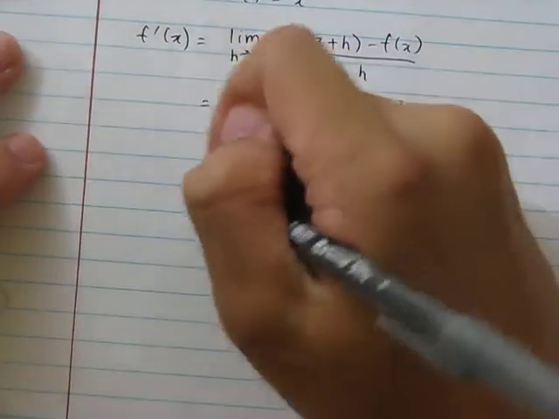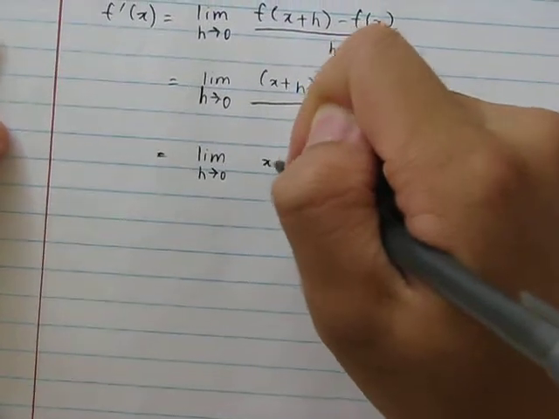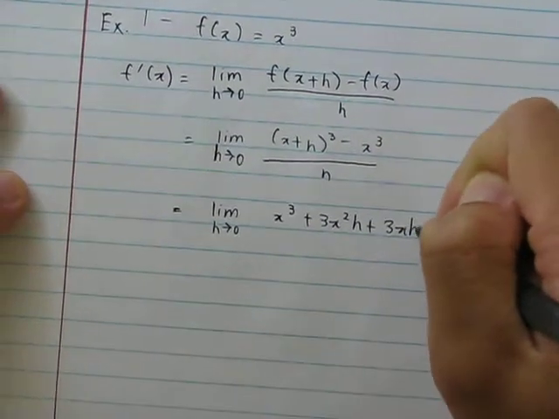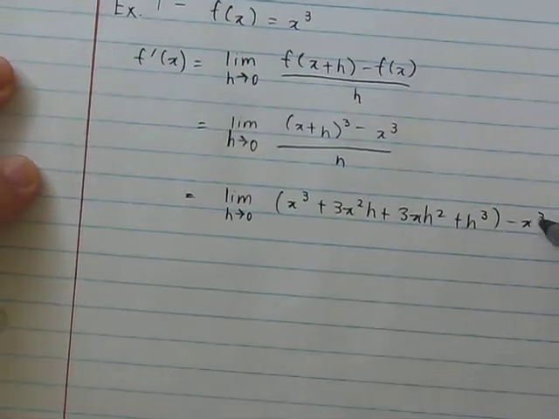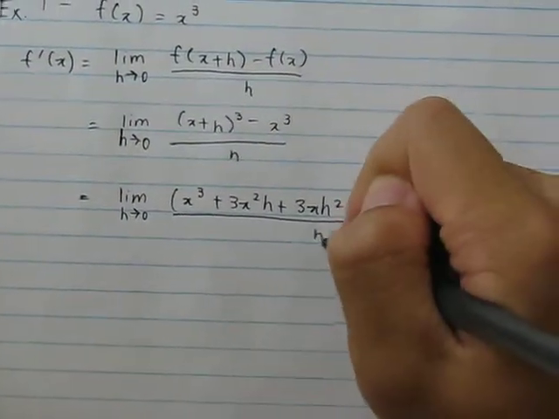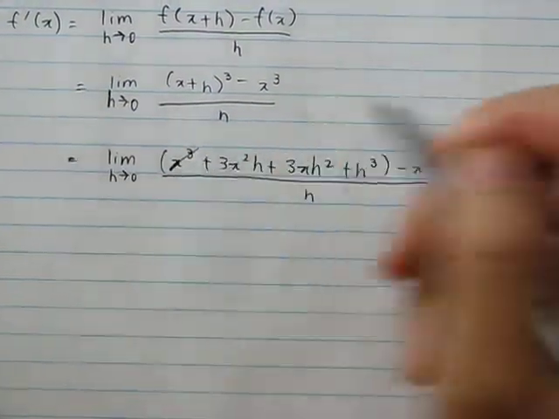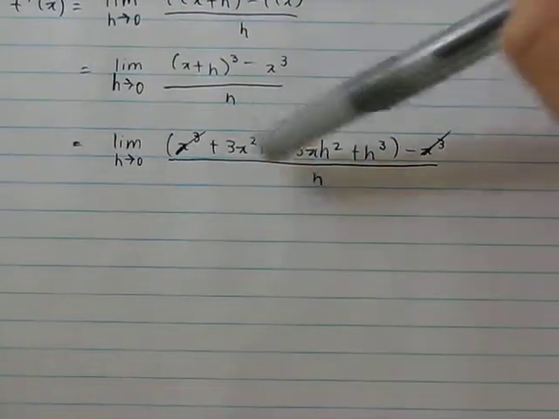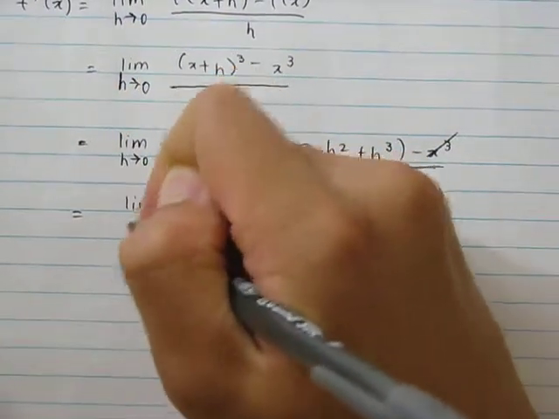And now you just do a bunch of boring algebra 2. So limit as h approaches 0, make it look like an h. Now you have x cubed plus 3x squared h plus 3x h squared plus h cubed, all of that minus x cubed, right? Divide by h. Your x cubed cancels out. You're left with a bunch of x's and h's, but you should also realize that all of them have x's, all of them have h's, right? Which means you can take them out, and you have limit as h approaches 0.